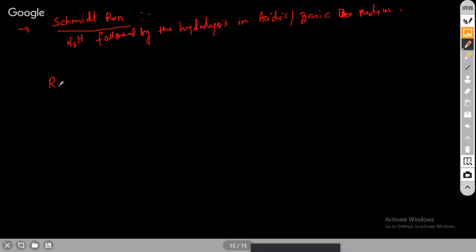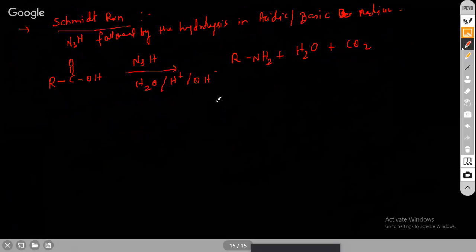So the reaction you see: RC double bond O OH reacts with N3H. Then we have H2O with H plus or OH minus, anyone. So in this again we get RNH2 plus H2O, and CO2 goes out. Again you are getting 1 degree amine. All these reactions you see we are getting 1 degree amine. The mechanism I am not writing down. Okay, you can do this easily.